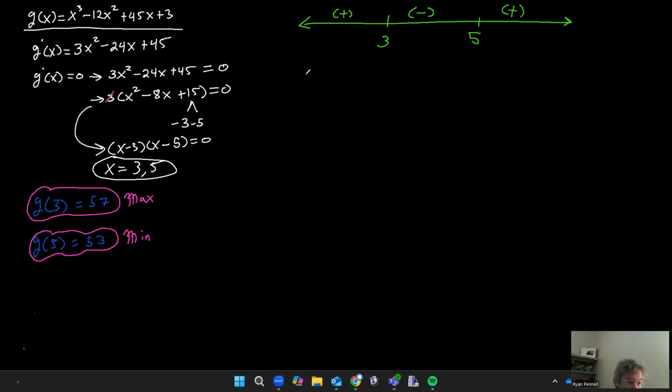So then I think that the function is increasing from negative infinity to 3, but not including 3, because then it goes to 0. And I think it's also increasing from 5 to infinity. I think it's decreasing from 3 to 5. Yeah, that should be good.